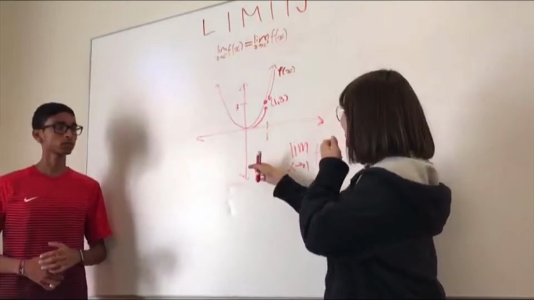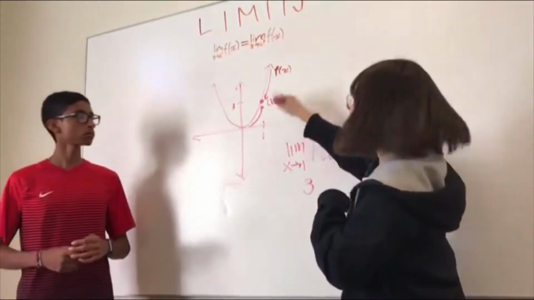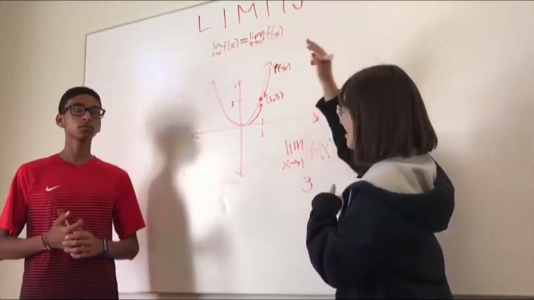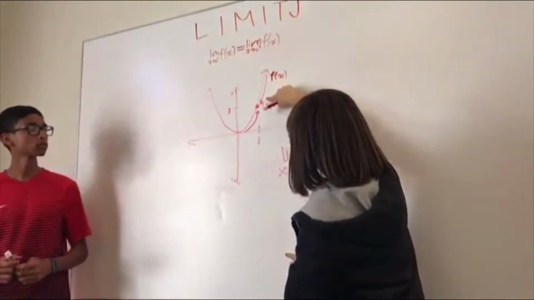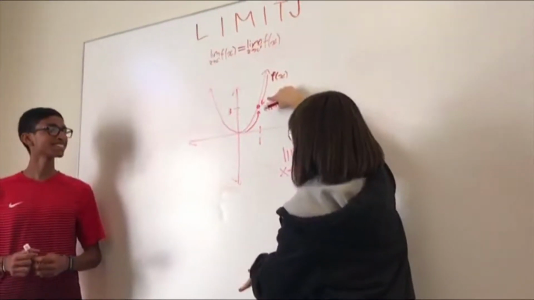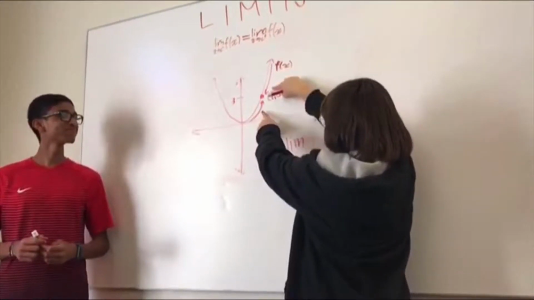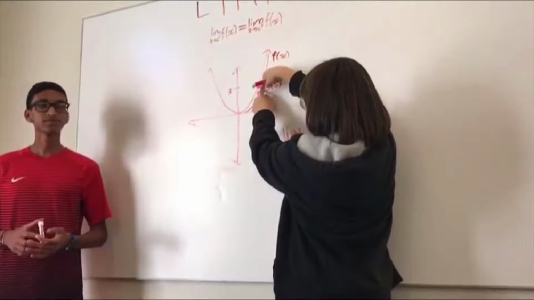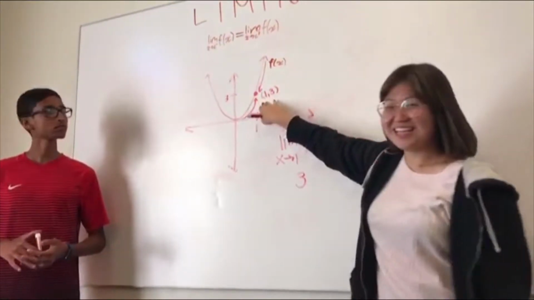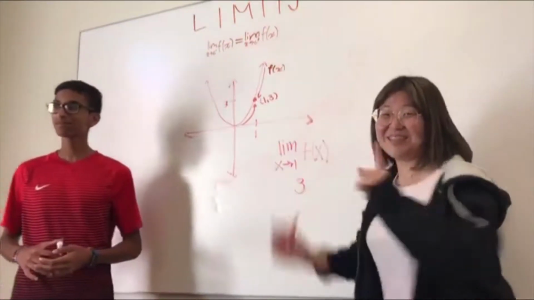Okay, so on this graph we have a point (1, 3). To show that this is a limit that works, as the limit approaches the point from the left and the right, you see how they both go to this one point right here, which proves that this exists and is a limit.